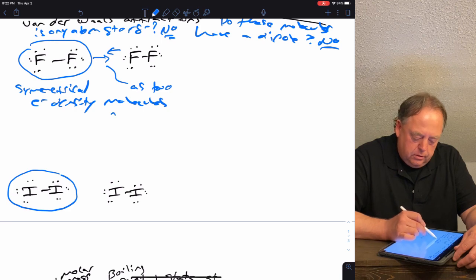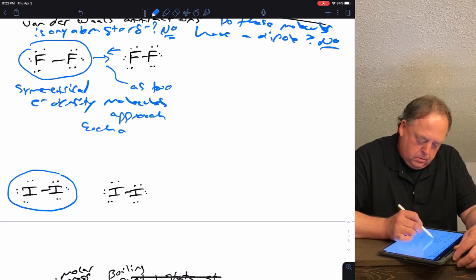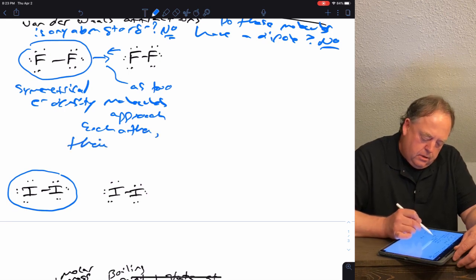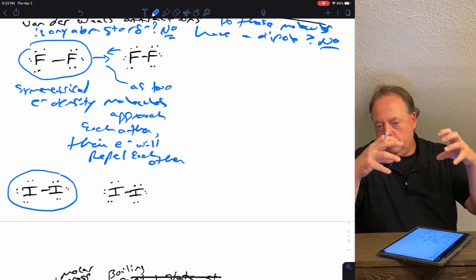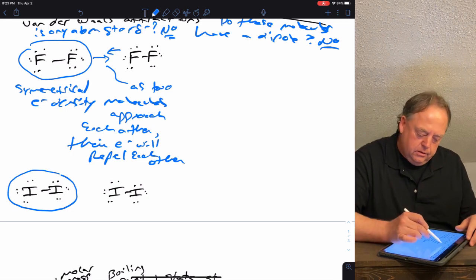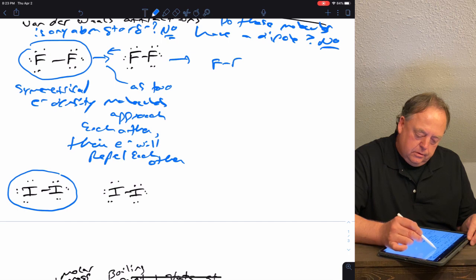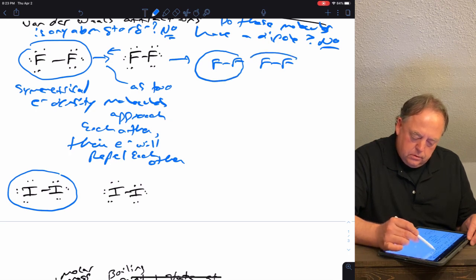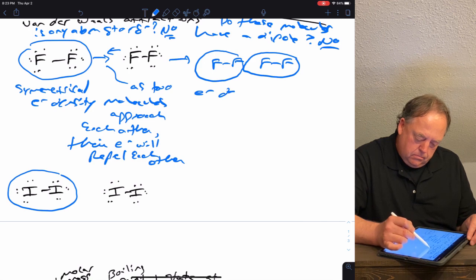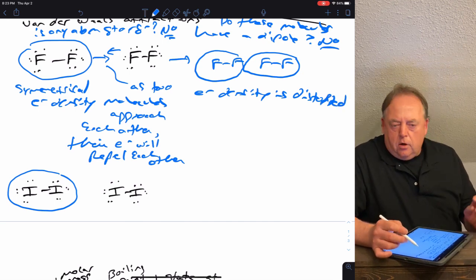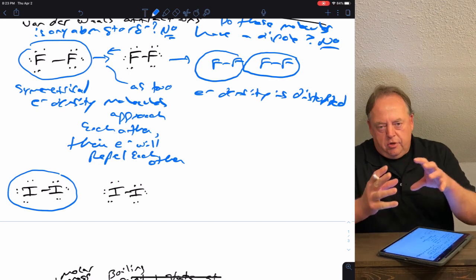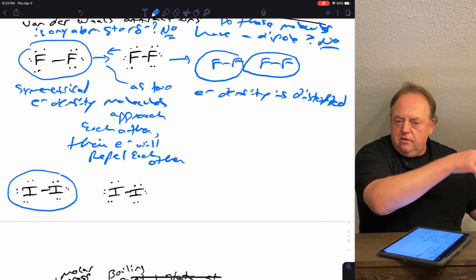as 2 molecules approach each other, what's important to recognize is that at some point their electrons will repel each other. As these 2 molecules get closer and closer in space, eventually their electrons will repel each other. So when they're really close in space, their electron density is no longer symmetrical. Now the electron densities are distorted. The electrons on one molecule will repel the electrons on the other molecule, causing them to shift to one side or the other.